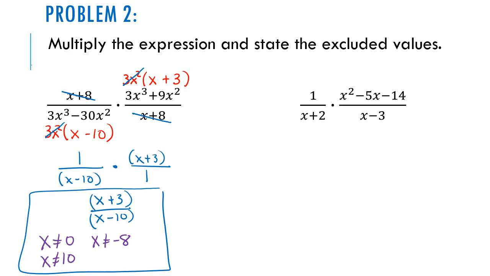Okay, our next multiplication problem. This one, looking through, I just have a 1 on top, nothing I can do there. X plus 2, nothing I can do there. But the top right, I got a trinomial. That lets me know I need to make a box.